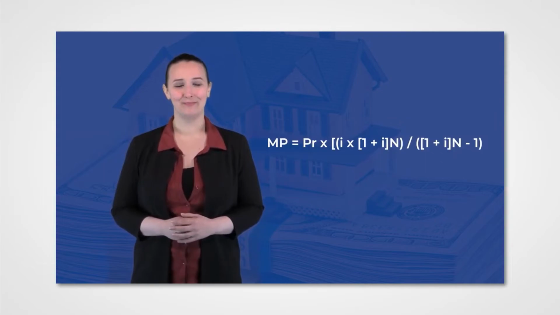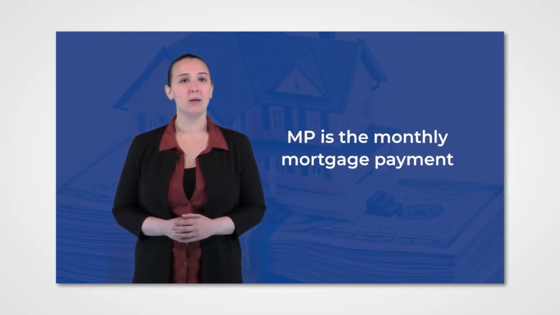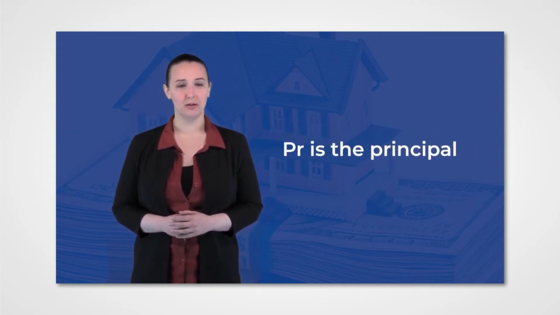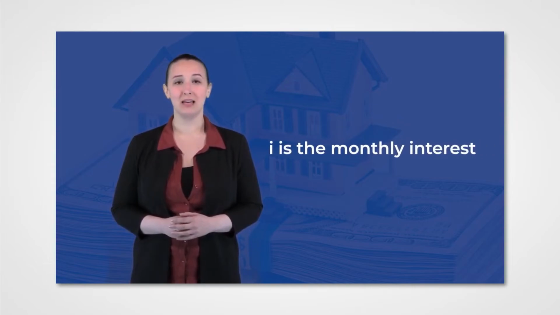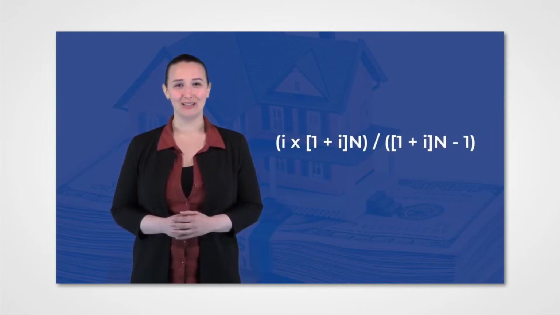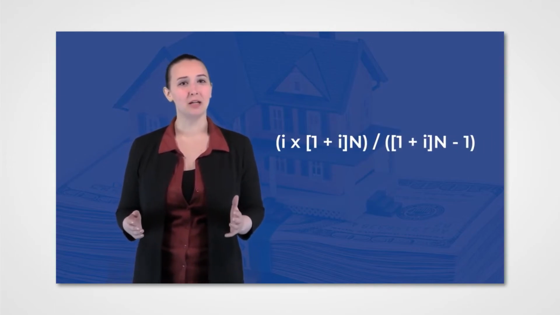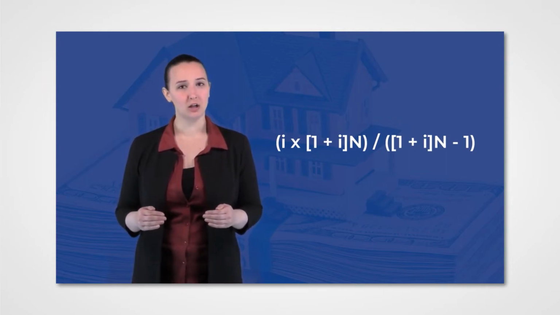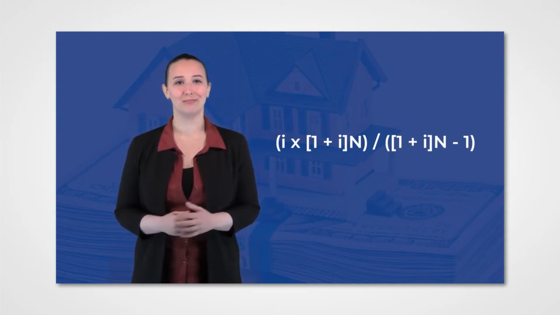In shorthand form, it looks like this. In this case, MP is the monthly mortgage payment, PR is the principal, I is the monthly interest, and N is the number of monthly payments made over the life of the mortgage. So the amortization factor is... See, nothing new or different. We're just applying our amortization factor formula to the principal.